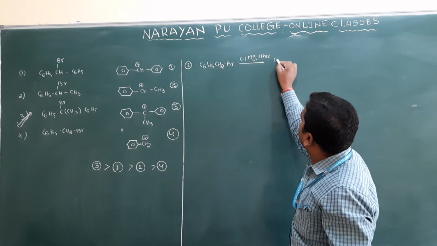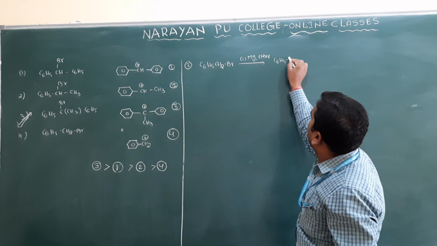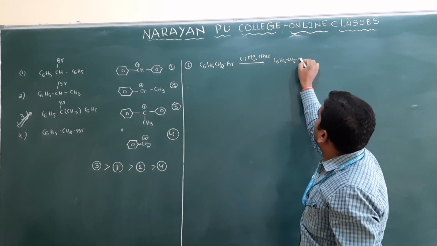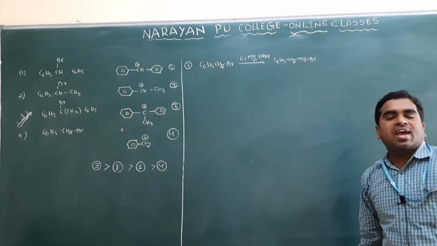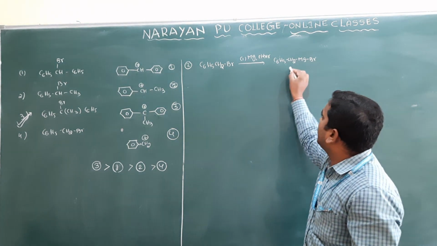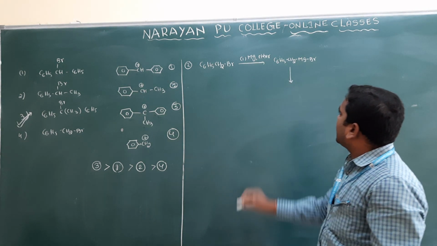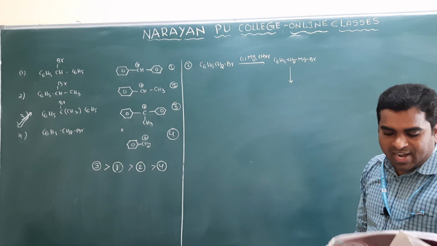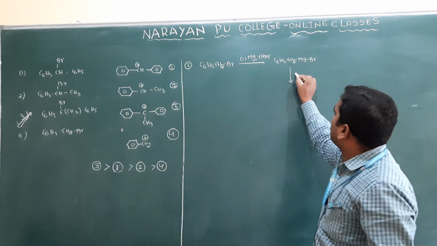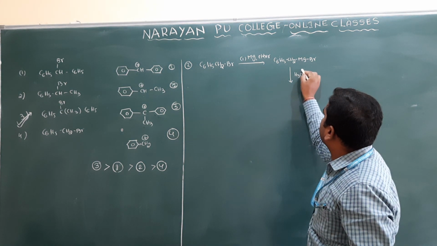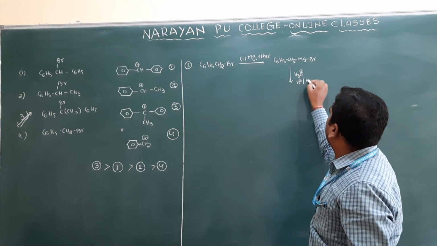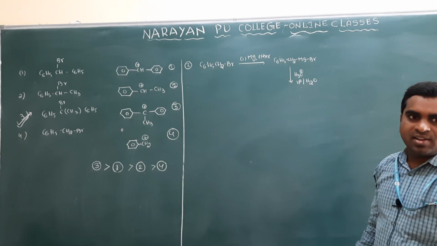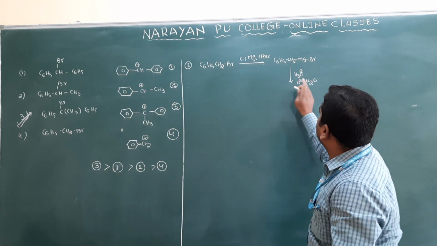And you know that C6H5CH2MgBr. This is the Grignard reagent. Clear? When alkyl halide is treated with magnesium and dry ether, you will get the Grignard reagent. Clear? And after the Grignard reagent, what have they given? H3O plus. What does H3O plus mean? They have given H plus in water, so H plus is being added. When H plus adds, where will it attack?